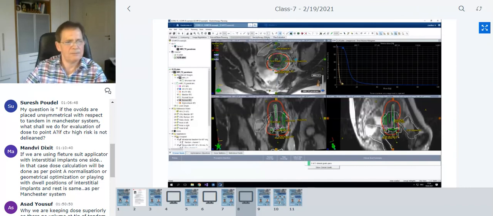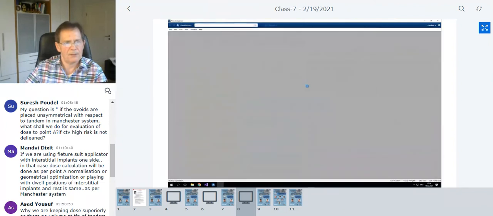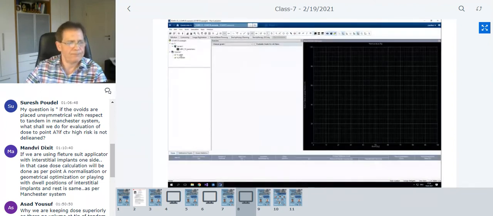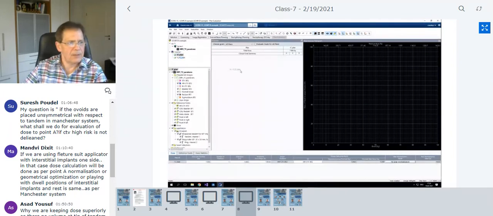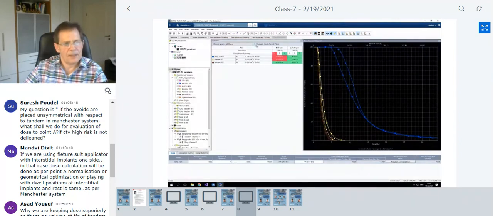Last step I show you here is I want to evaluate this dose distribution, and I want to evaluate the interstitial plan compared with the intracavitary plan. So I look at both plans and I evaluate both plans with my clinical goals.